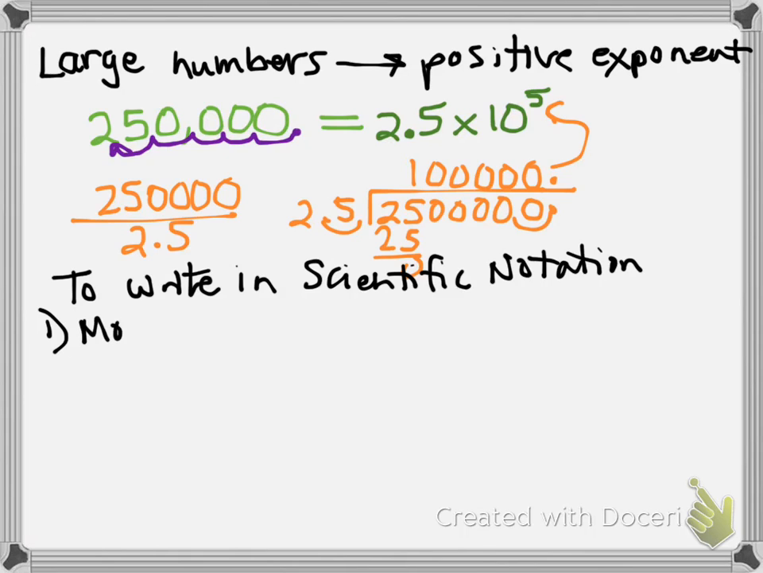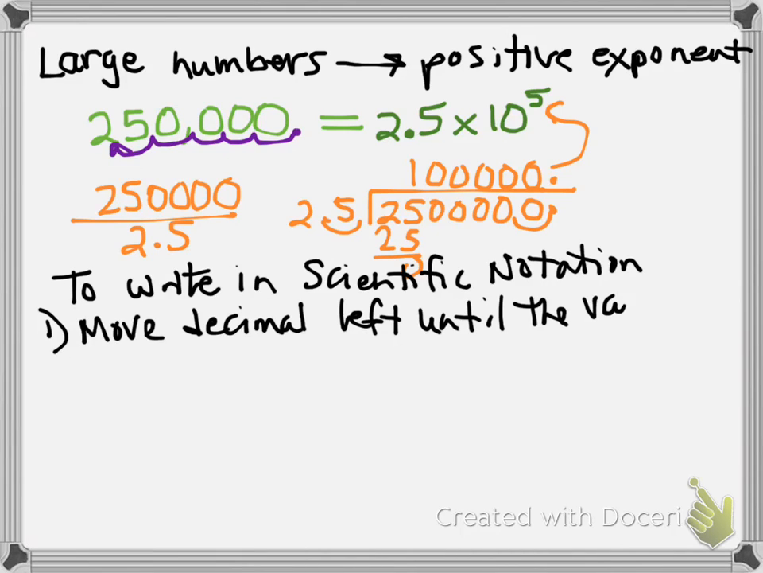We're going to move the decimal left until the value is between 1 and 10. Now, mathematically, when we use the word between, normally it doesn't include the two numbers, but in our case, we can have a number in front that's just a 1, but we cannot get all the way up to 10. Okay, so we'll not include 10. So we move the decimal left until the value is between 1 and 10.